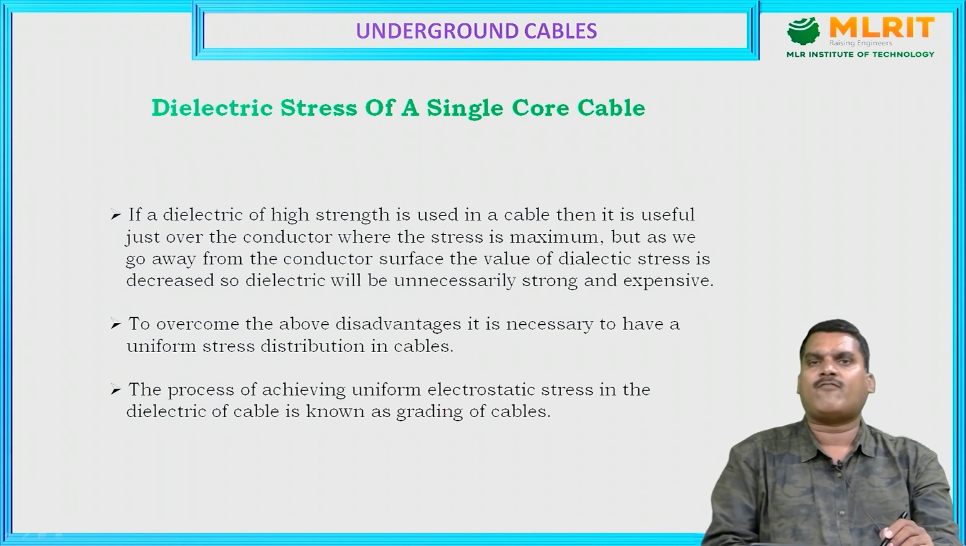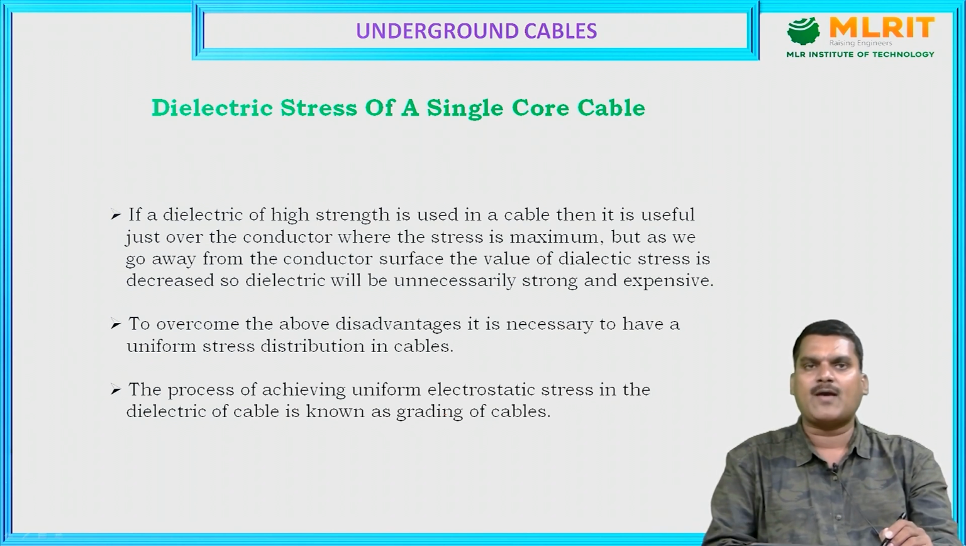If a dielectric of high strength is used in a cable, it is useful just over the conductor where the stress is maximum. But as we go away from the conductor surface, the dielectric stress decreases, so the dielectric will be unnecessarily strong and expensive. To avoid unnecessary expenditure in manufacturing the cable, this unequal stress we need to remove. So equalization of stress over the cable is needed.